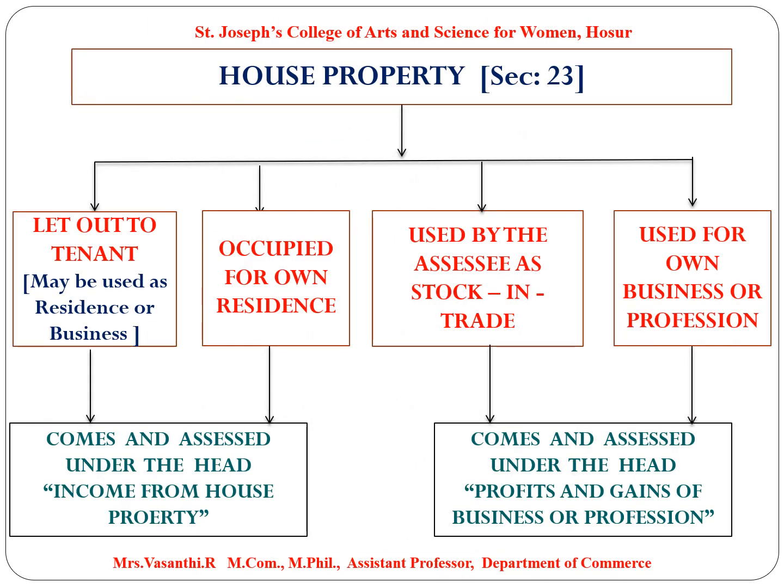So these are the house property structures. First one is let out, second is self-occupied, third is used by the assessee as stock in trade, and fourth is used for a business or profession. If the house property is let out or self-occupied, the income comes under income from house property. If it is used as stock in trade or for their own business or profession, it comes under the head of profits and gains of business or profession.